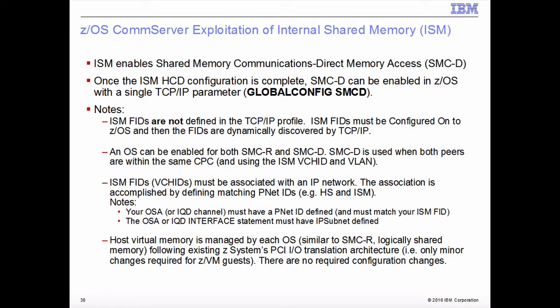Your ISM FIDs must be associated with an IP network. That's done through PNET IDs. Your OSA or IQD channel must have a matching one. And again, OSA and HiperSockets cannot both be associated with the same ISM CHPID.